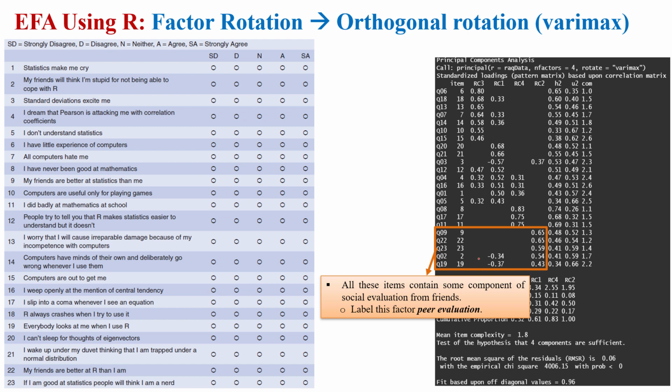So these are the four factors which we have found, and they say that all these 23 questions are basically representing these four factors. So we can quantify the anxiety of R through these four factors, which are basically the fear of statistics, fear of mathematics, fear of computer, and peer evaluations. Okay, fear of peer evaluation.